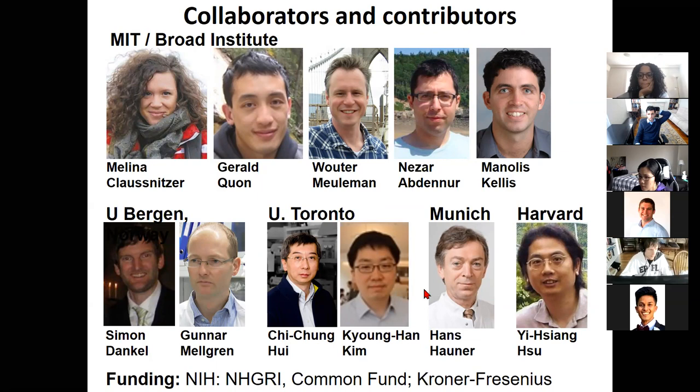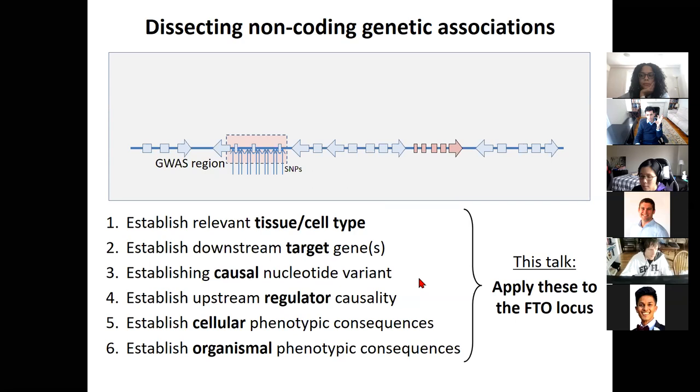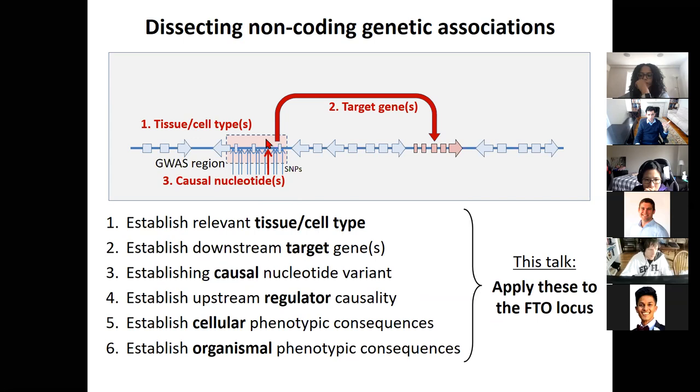So the goal there was to apply these six goals to this specific locus, namely, how do we establish the relevant tissue and cell type? How do we establish the downstream target genes? How do we establish the causal nucleotide variant among many that are in close association? How do we find the upstream regulators that control this variant?